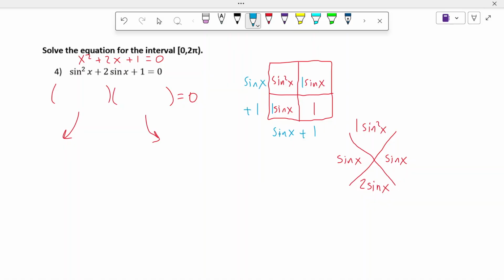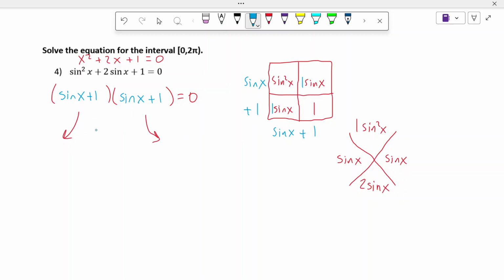And you actually see that sine of x times sine of x is sine square, and then 1 times 1 is 1, and of course 1 times sine is just the 1 sine in each corner box. So there's our factored form. The base is sine of x plus 1 from our area model, and the height is also sine of x plus 1. They're the same. It's a nice perfect square.